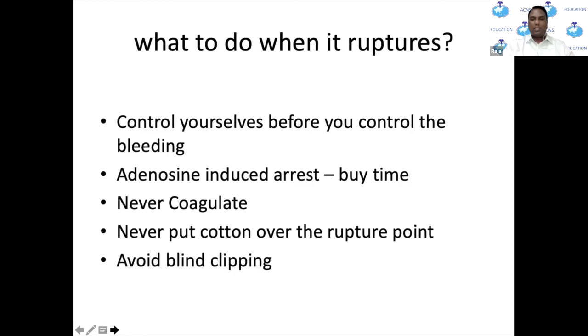Never put cotton over the rupture point. Now this is again debatable, where many surgeons prefer to cover the rupture point with a cotton patty and use a retractor to tamponade, and they go for temporary vessel occlusion. And I feel it may not help the purpose, because all the blood then enters the brain parenchyma and may further aggravate the swelling. So I never put a cotton. And avoid blind clipping. Blind clipping is very dangerous because you do not know where you are. Most of the time, 90% of the time, you will accentuate the injury and worsen the situation.